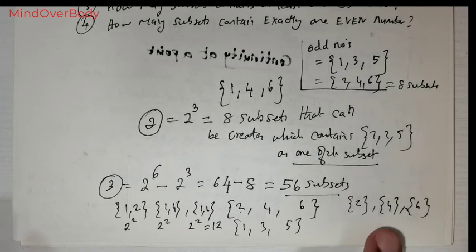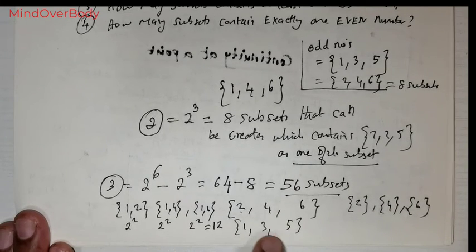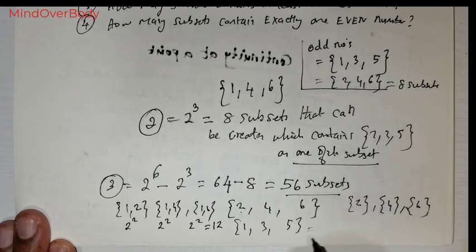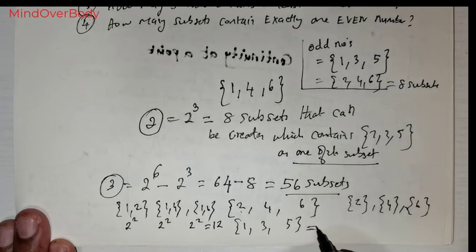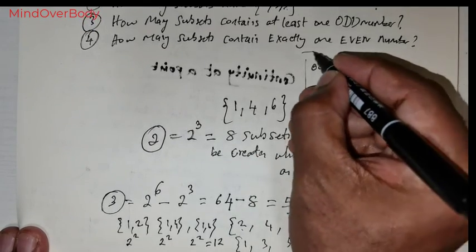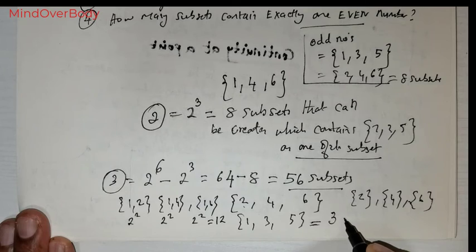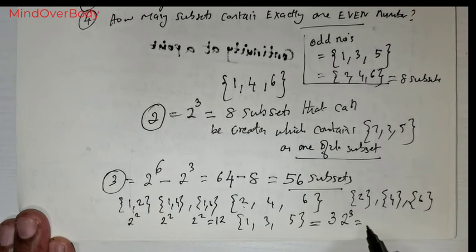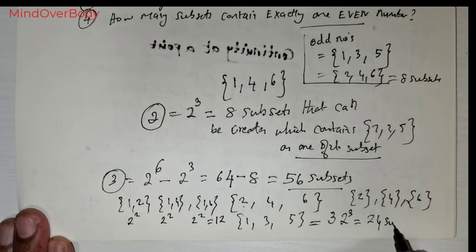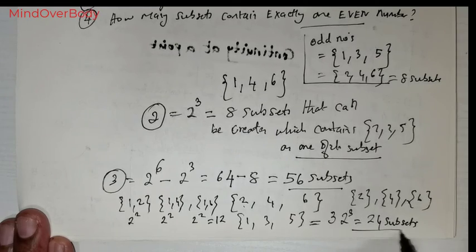So the solution is using 1, 3 and 5 and 2, 4 and 6. The total number of subsets that can be created which has exactly one even number is going to be 3 multiplied by 2 raised to the power of 3, which is nothing but 24 subsets. So this is the solution.